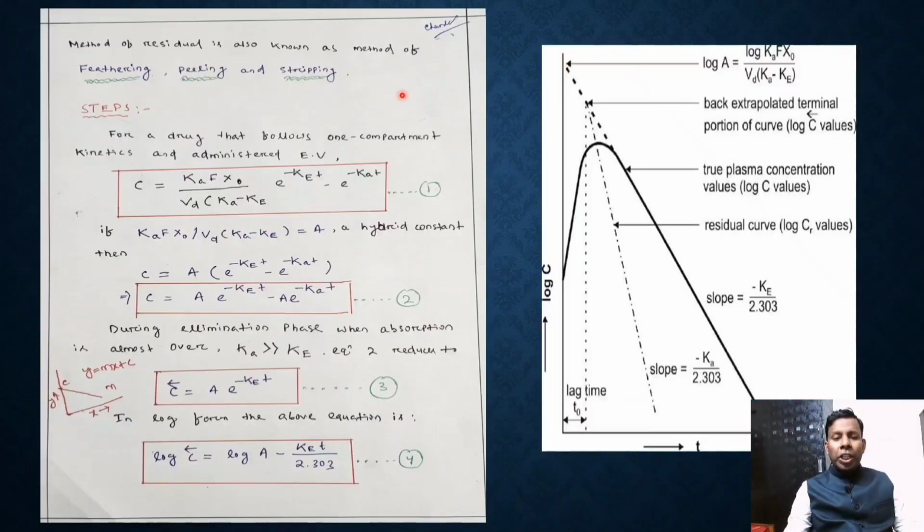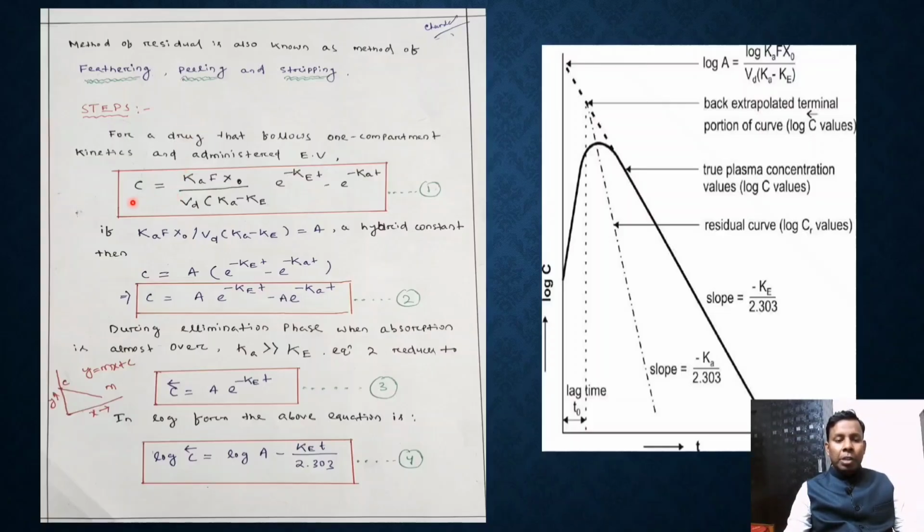This method of residual is also known as method of feathering, method of peeling and method of stripping. So there are three other names of this method of residual: feathering, peeling and stripping. Now we will start the steps. What are the steps by which Ka can be estimated?